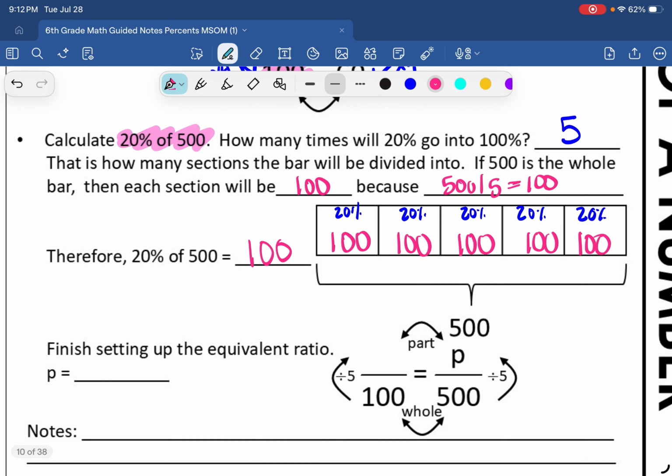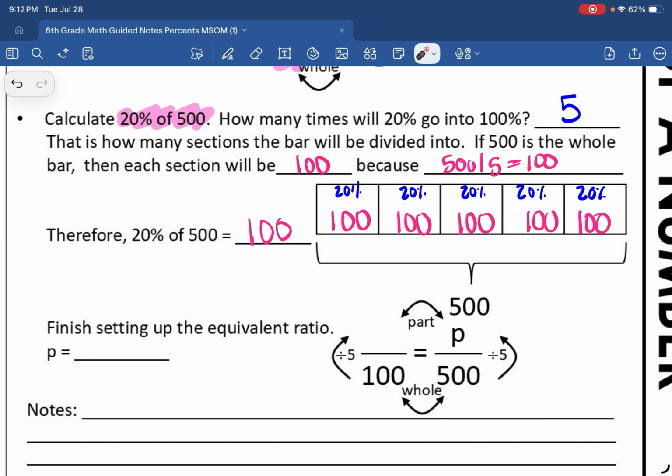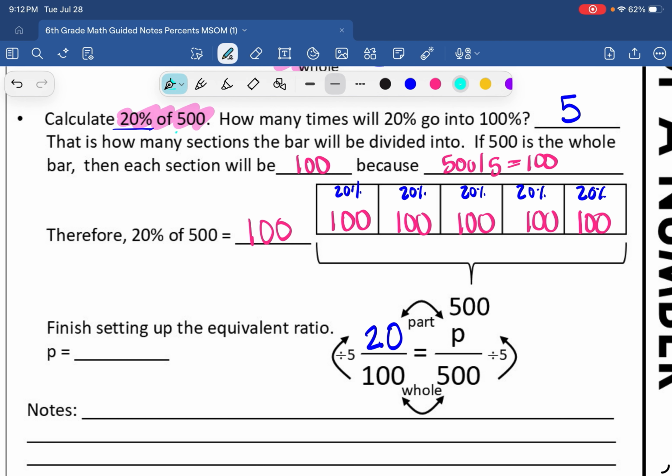I can do this also with an equivalent ratio. Let's finish setting up the equivalent ratio. So my percent is 20%, which will be written as 20 out of 100. My other whole will be 500, so that's going on the bottom as well as the 100. I need to figure out the part. So here's my equivalent ratio right here.